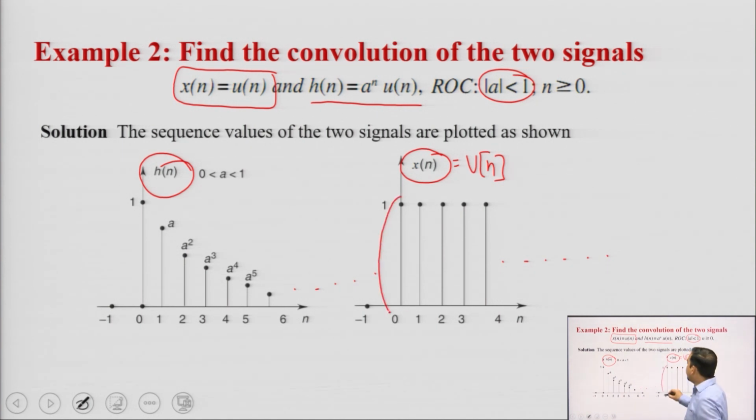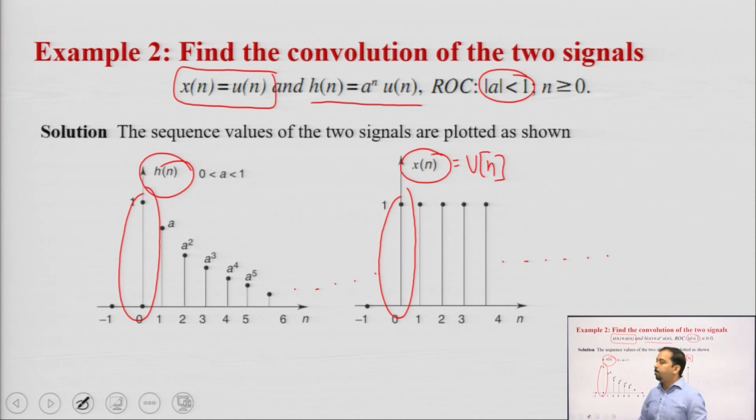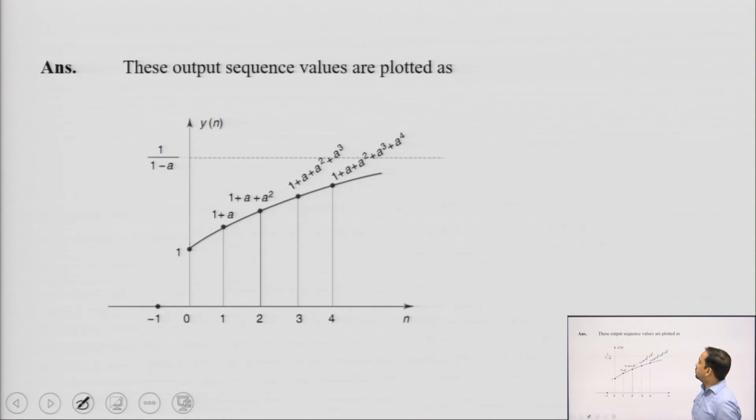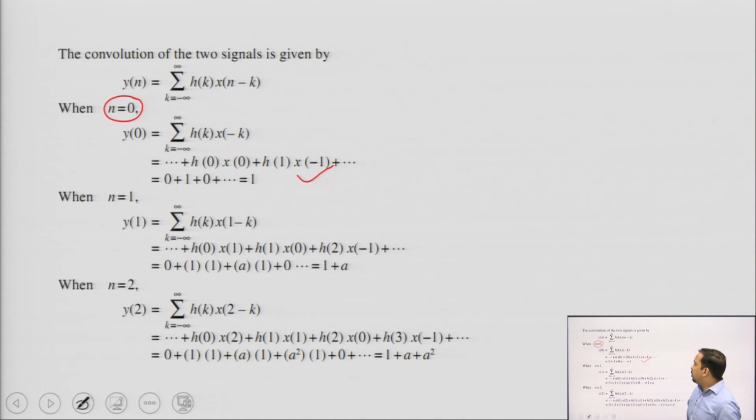So, after multiplying, we are getting a peak which is 1, at n equal to 0. Similarly, when we put n equal to 1, we have y of 1 equals h of k multiplied by x of 1 minus k. Let us expand this and put in the values. We can say that we are getting 1 plus a.